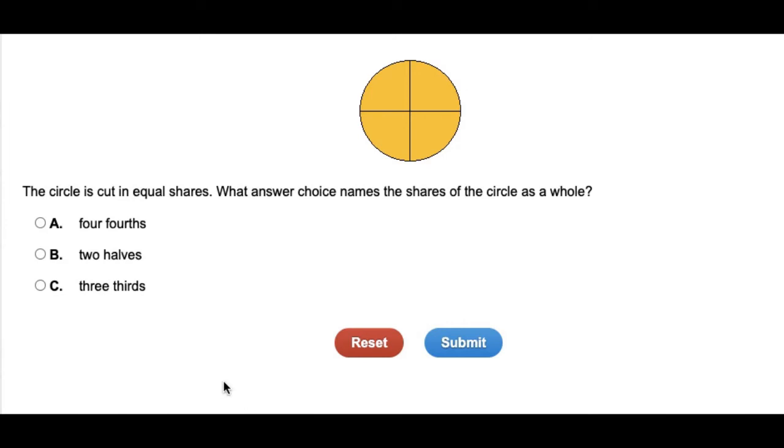The circle is cut into equal shares. What answer choice names the shares of the circle as a whole? So there are 4 quarters. So there will be 4 fourths. If we join 2 quarters, it makes 1 half, and 3 fourths is a bit smaller than 4 quarters. Okay, so 4 fourths.